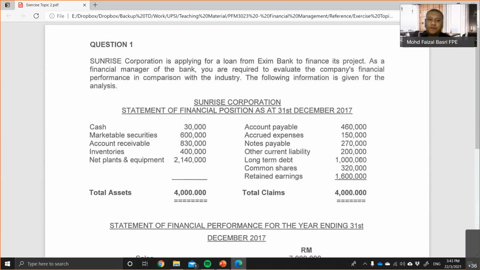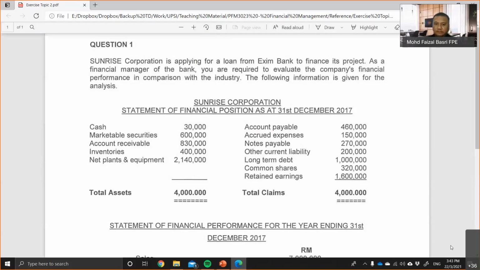Okay, so on the left hand side, we have assets. The total is 4 million. Okay, 4 million. So total liabilities and equity, also known as total claims, also 4 million. 4 million ke 4,000 ni? 4 million ni. There's an error, instead of comma, dia tak full stop lah. It's supposed to be 4 million ni. Okay, anyway.